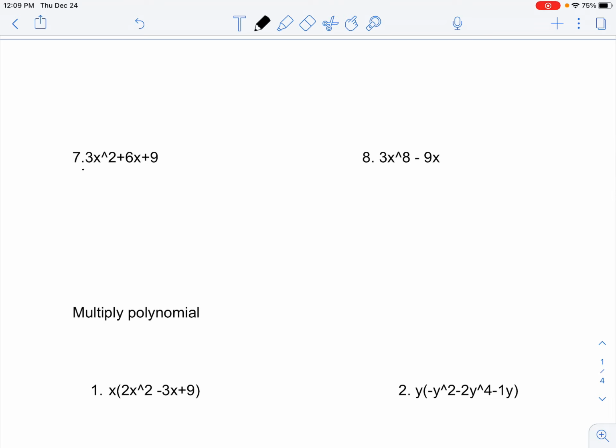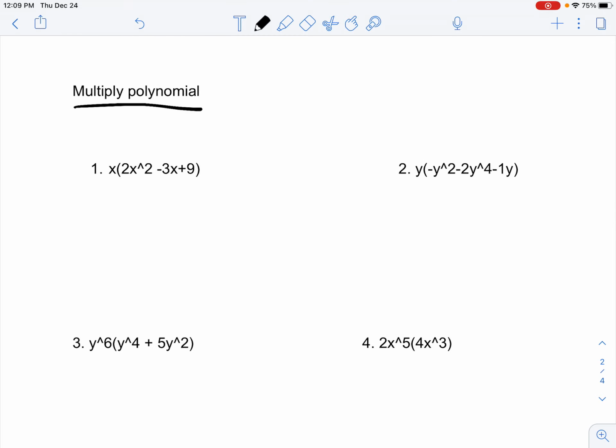For this, we have 3x squared plus 6x plus 9. We know that we can't factor out the x since there is an x absent over here. So what we can do is, we know that 3, 6, 9, we can actually factor out a 3. So if you do, you get 3 times (x squared plus 2x plus 3). And that would be your answer.